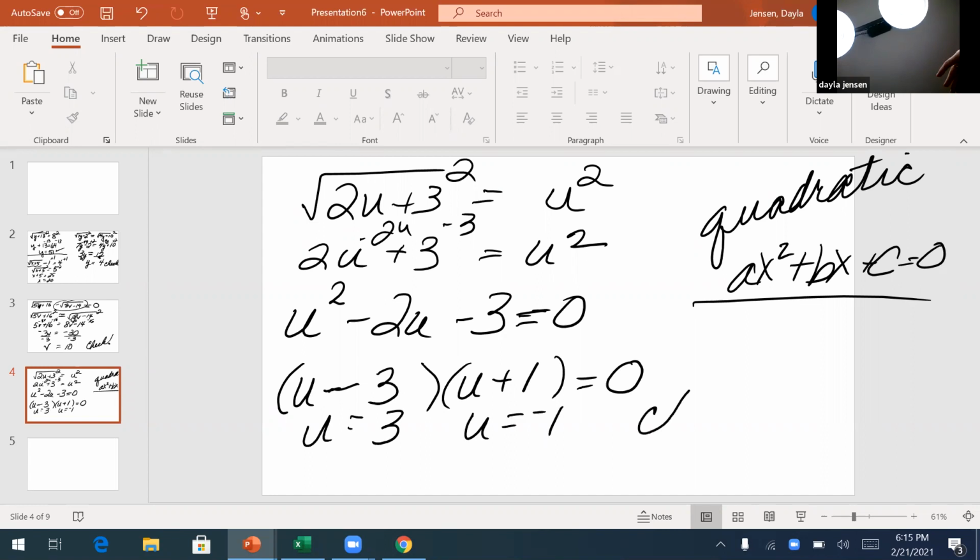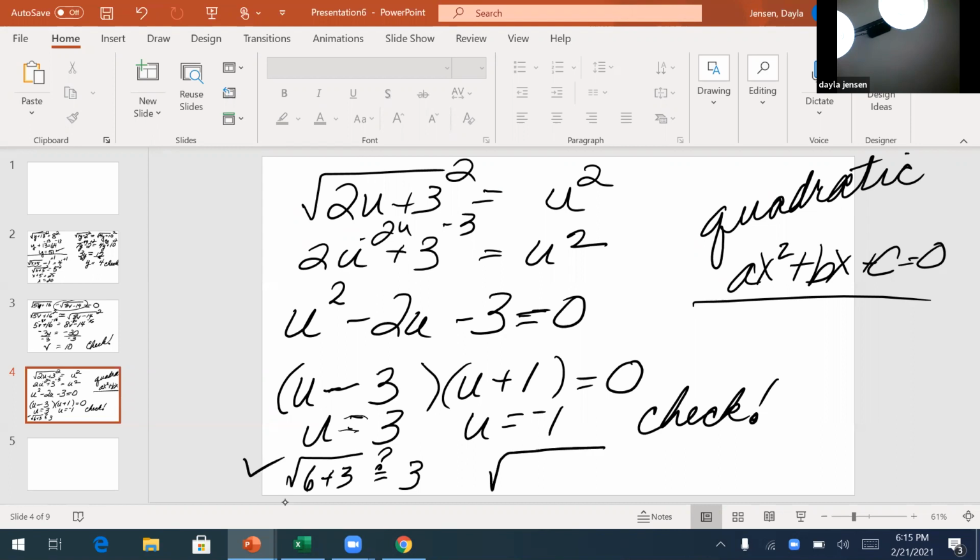But here's where you definitely have to check. So if I put a 3 back into the original equation, which was the square root of 2u plus 3, without squaring it, that would have been the square root of 6 plus 3. Is that equal to u, which is 3? Is that a true statement? So the square root of 9 is equal to 3. So that one checks. What about this one?